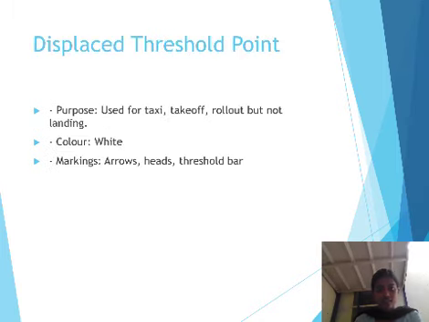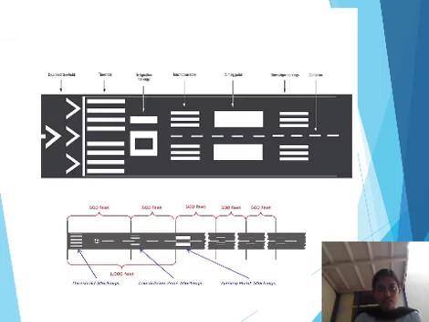So next is displaced threshold. It is used for taxi, takeoff, and rollout, but not landing. Only for takeoff, not for landing. The color is white, with marking arrows, arrowheads, and threshold bar. So this is the runway marking. The displaced threshold area is only for takeoff, not for landing. And the threshold bar is this, and threshold lines are parallel.